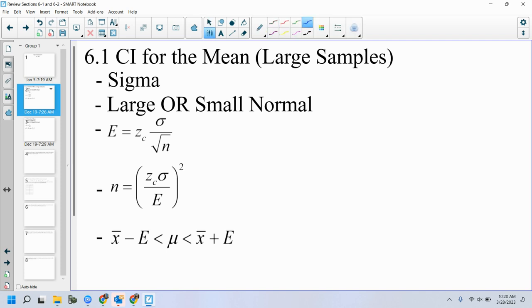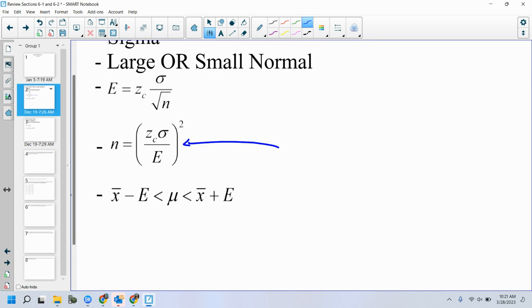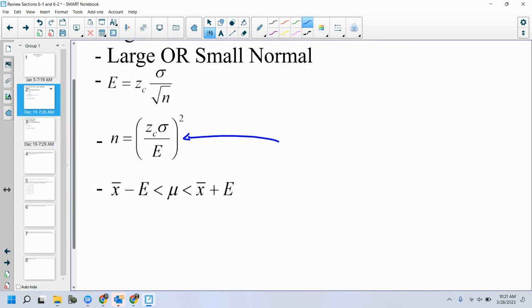Remember, this is that unique formula that will tell you N, the required sample size that you would need to show some level of significance, the level of confidence, if you will. So you would take your ZC times sigma over your error margin, the error margin that you are okay with, going from large to small. And then you would square that. And that would be the required sample size to show that error margin.